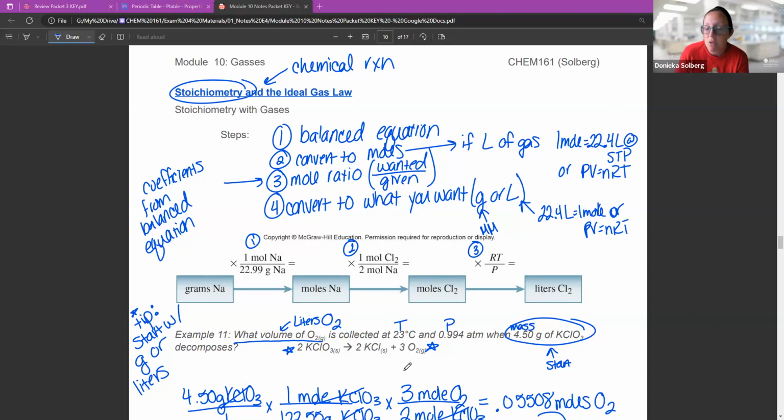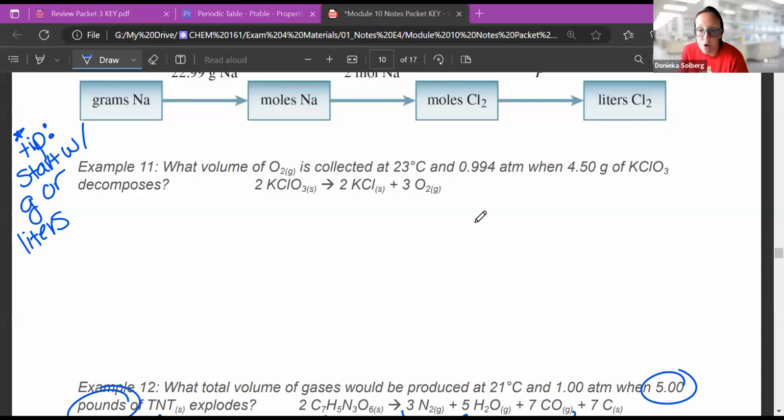So example number 11, I think I'm going to do that one with you. First of all, how do I know this is a stoichiometry problem? Well, I have a balanced chemical reaction. Anytime you're doing a chemical reaction and I'm wanting to know how much stuff you're going to make or how much stuff to use, you have to do stoichiometry: convert to moles, mole ratio, convert to whatever it is that you need.